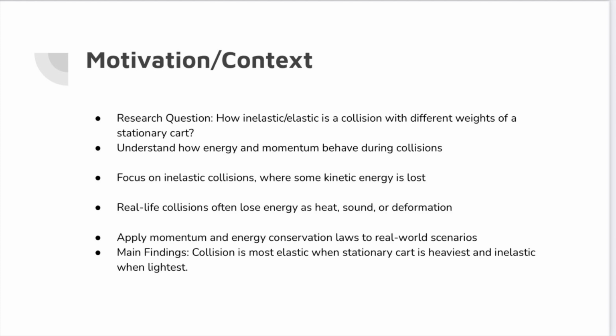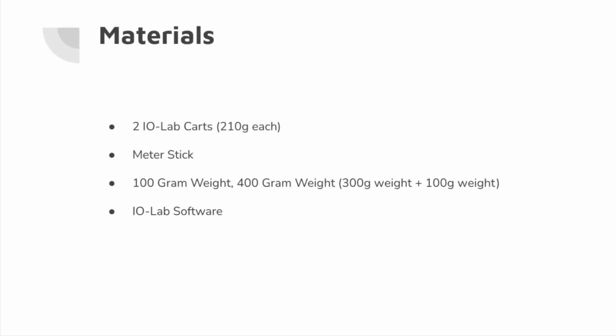By experimenting with different variables like mass and surface type, we can see how they affect how much energy is conserved or lost. The materials we need are 2 IOLab carts, a meter stick, a 100-gram weight, a 400-gram weight, and the IOLab software.